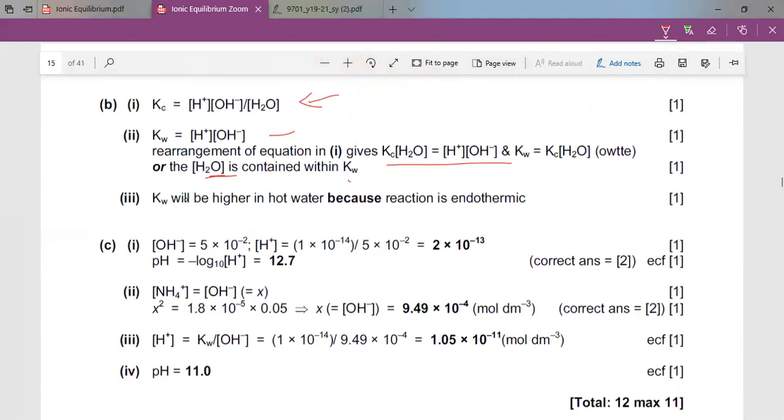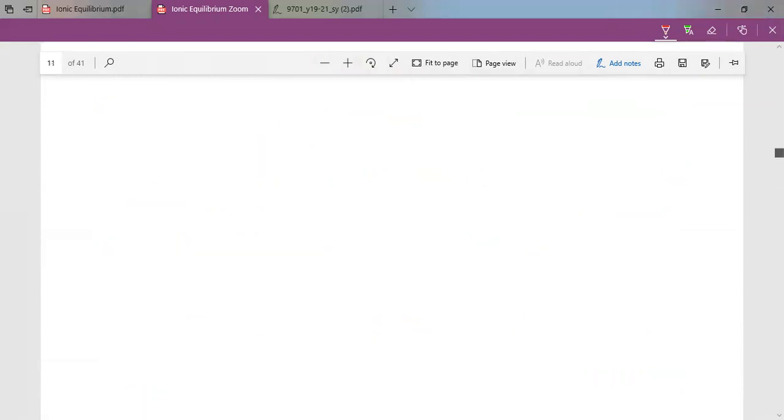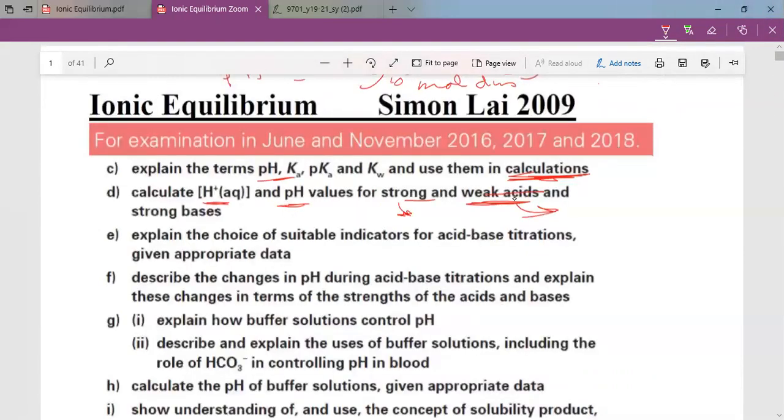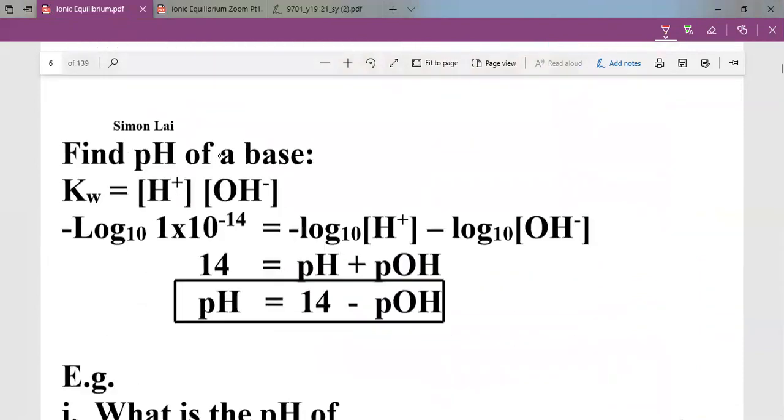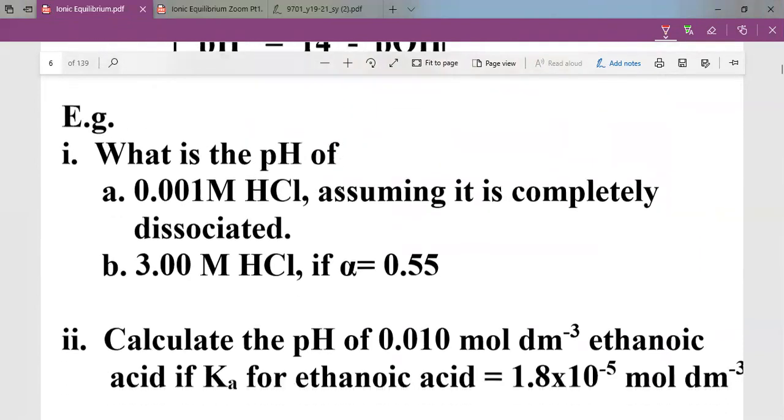Right, Kw is higher or bigger in hot water because its reaction is endothermic. Okay, so now let's go back to here and go to here. So all this is calculations. Now let's go back to theory again. Now we won't do all this.